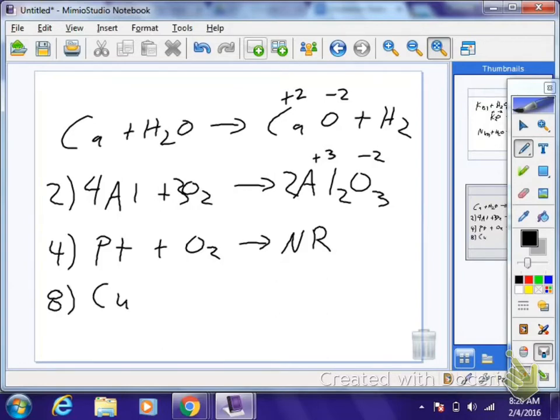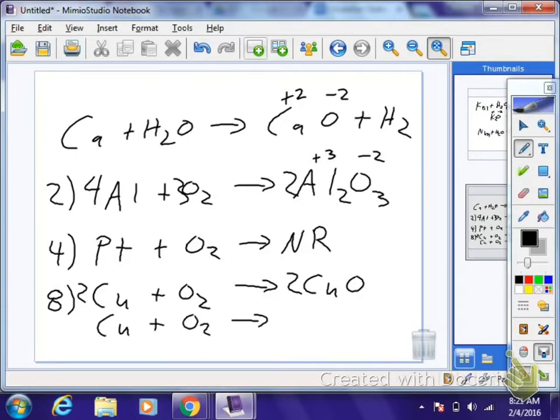Number 8, Cu plus O2. That reaction happens. You can have 2 products. I don't care which one you have. Most of the time, you're going to use the bold one because you don't know if copper is a 2 or a 1. So you can either have CuO, and if you do that, it'd be a 2 and a 2, or if you decide to make copper a +1 charge, it would be Cu2O.